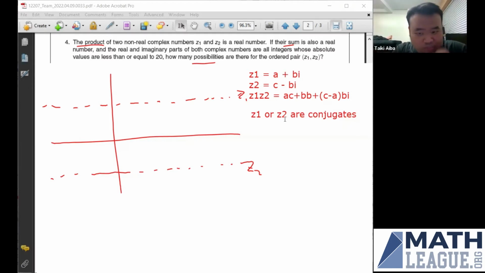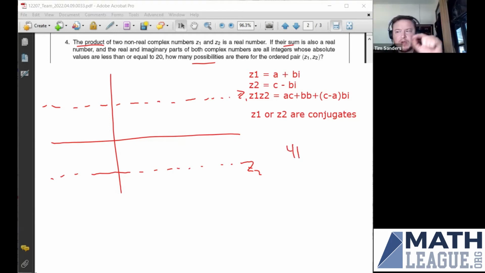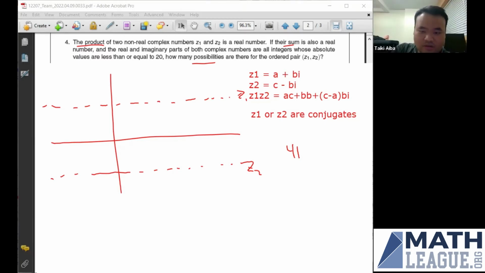Well, okay. How many integers whose absolute value is less than or equal to 20? That would be minus 20 to 20 inclusive, all the integers in that range. So there are 41 options. That's for the X value, right? Or for the A value, the real part. And then for B, I think it's also 41.